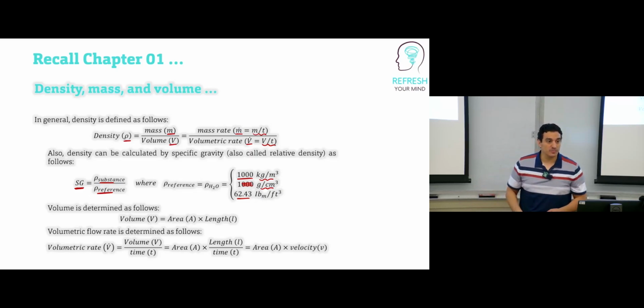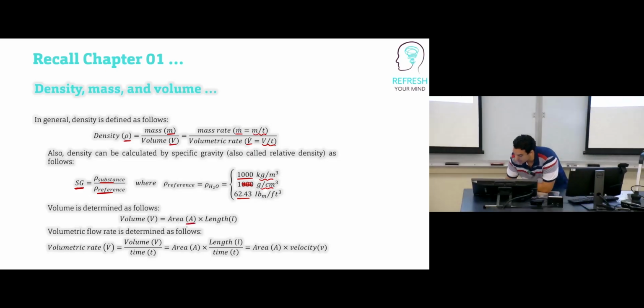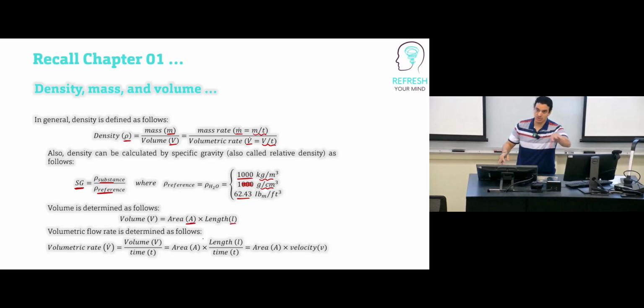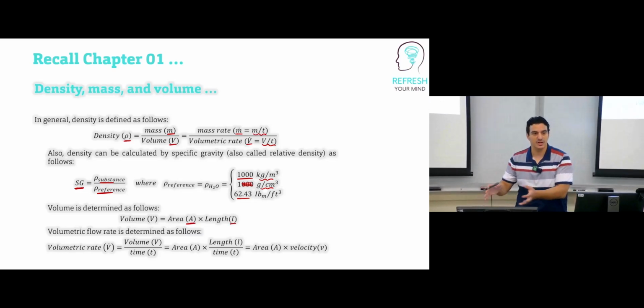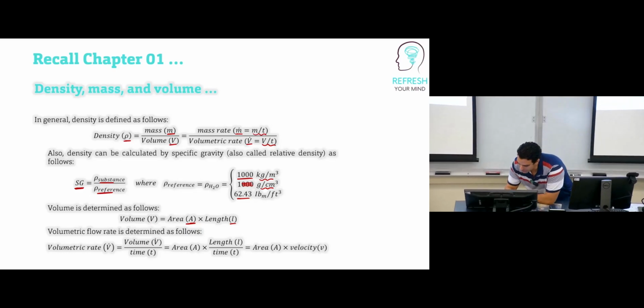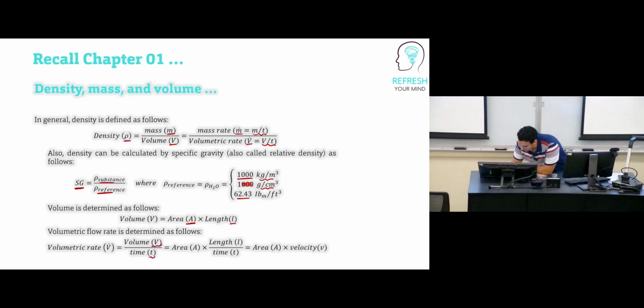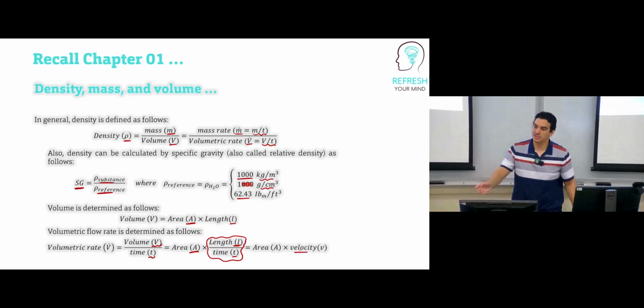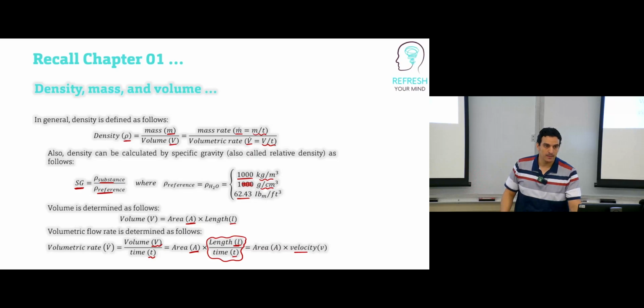Sometimes you need to calculate the volume. The volume is not given, but I can give you the dimensions of the system. I can give you the cross-sectional area, and I can give you the length of the system. So just by multiplying this area times the length, you can calculate the volume. Volumetric flow rate is volume divided by time. And as we said, volume is area times length. So we have area times length over time, and length over time is velocity. So volumetric flow rate, you can use as area times velocity.